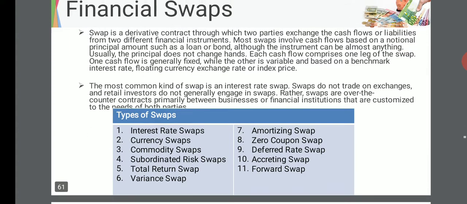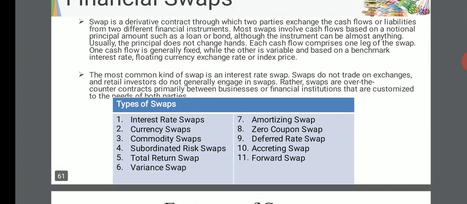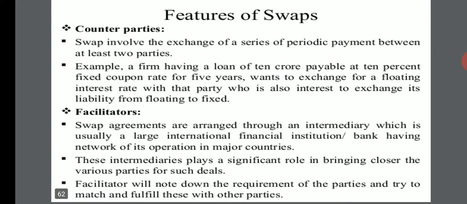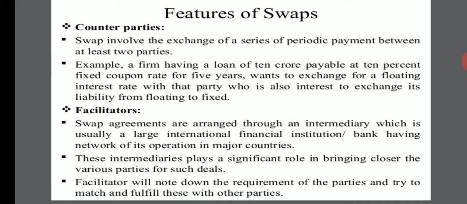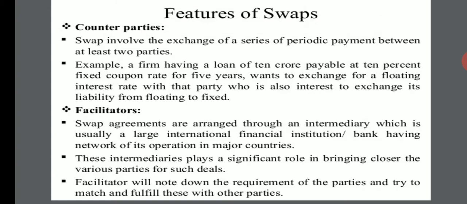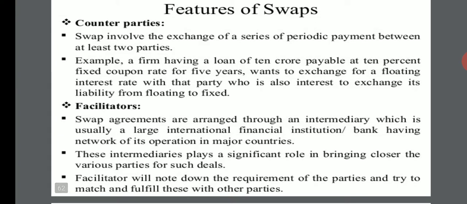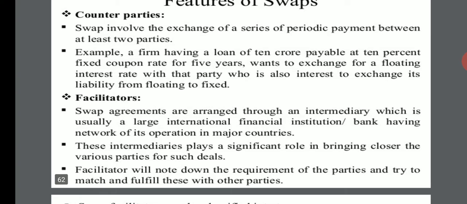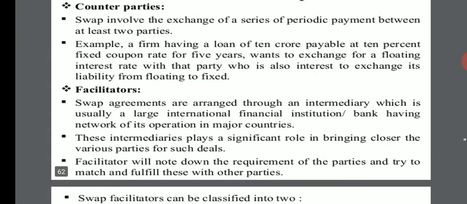Let's understand what financial swaps are. I think we have already done this one. Now let us go to features of swap. Counterparties: swap involves the exchange of a series of periodic payments between at least two parties. Example: a firm having a loan of 10 crore payable at 10% fixed coupon rate for 5 years wants to exchange for a floating interest rate with that party who is also interested to exchange its liability from floating to fixed. So they're just exchanging their liabilities.